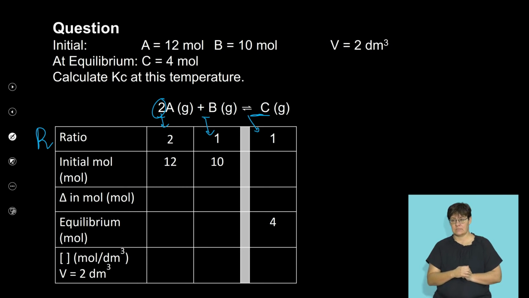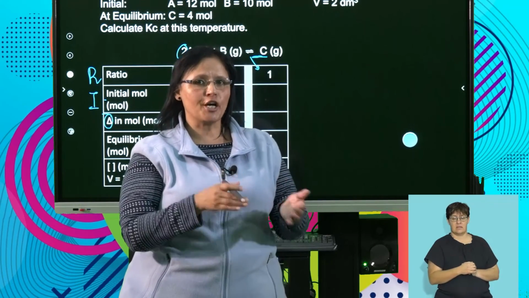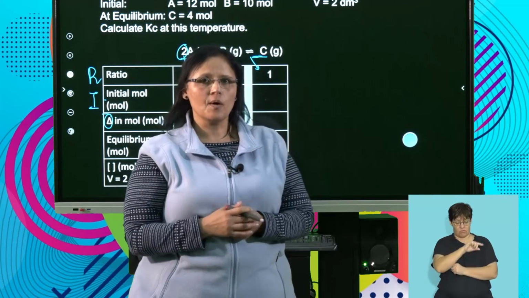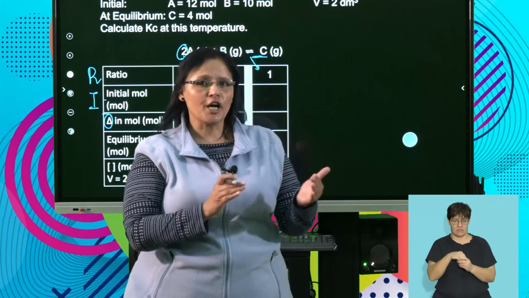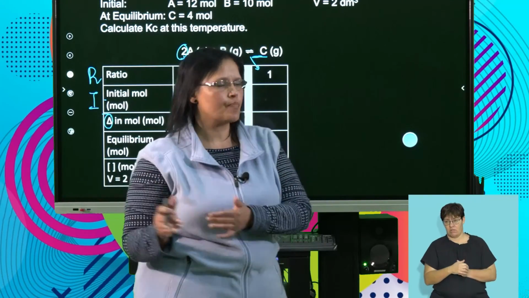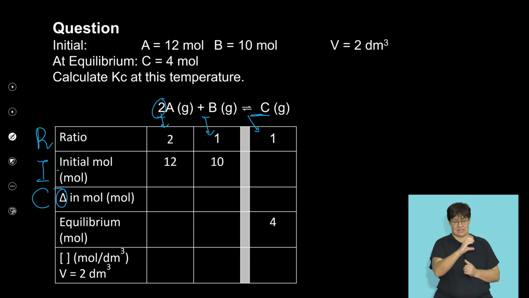I also want you to see that the next row, the I in the rice table, is for the initial moles of my A, my B, and my C. The third row has this little triangle that we call delta, which means change in. So on this row, that little triangle means change in the number of moles. And that brings us to the next row, which is the equilibrium row.